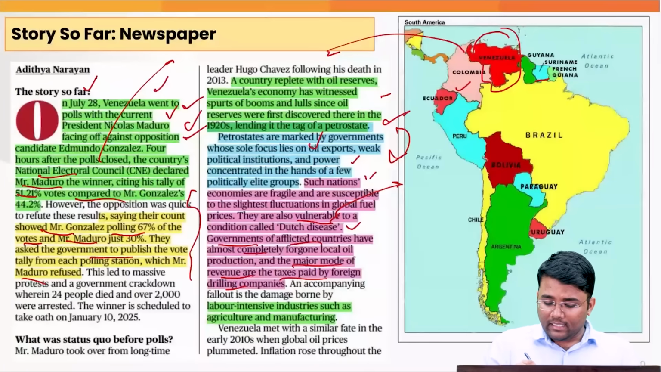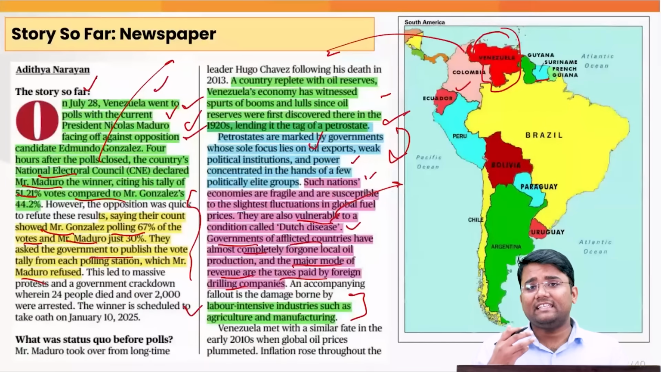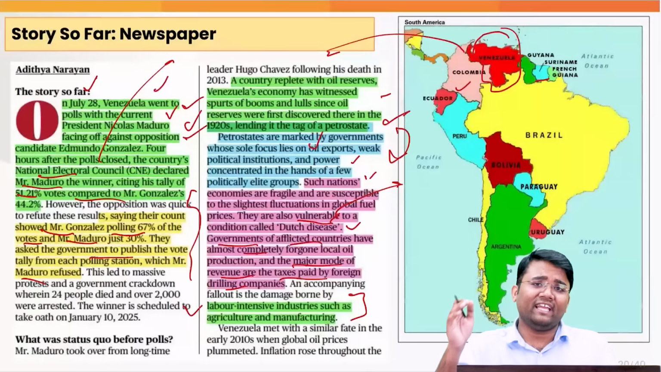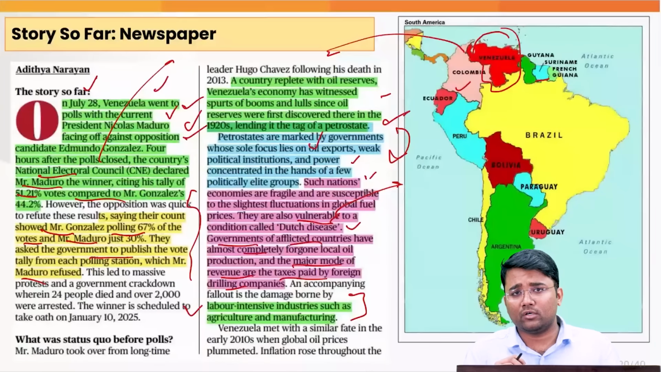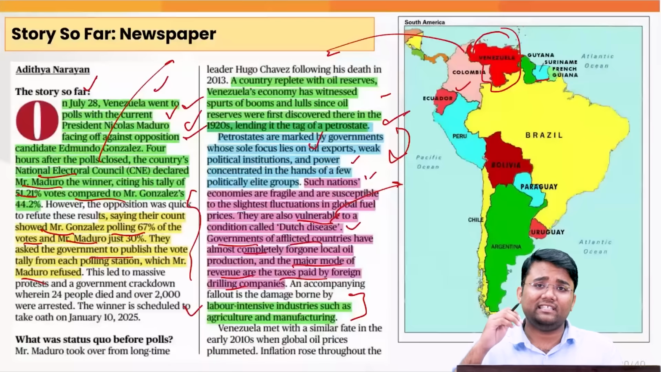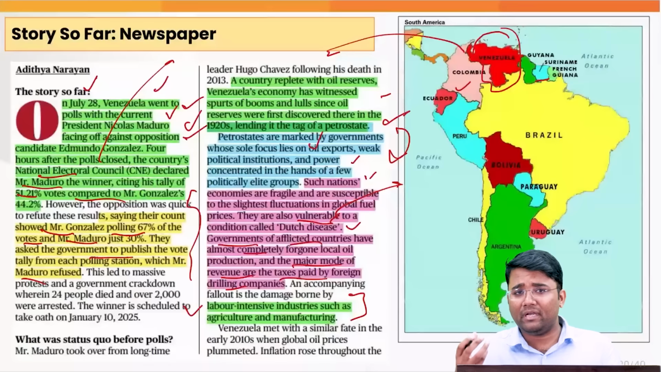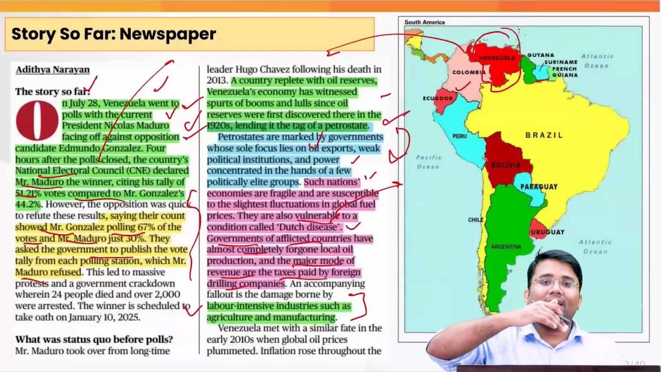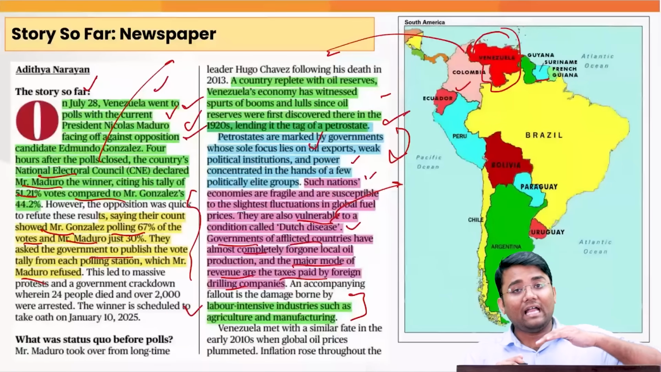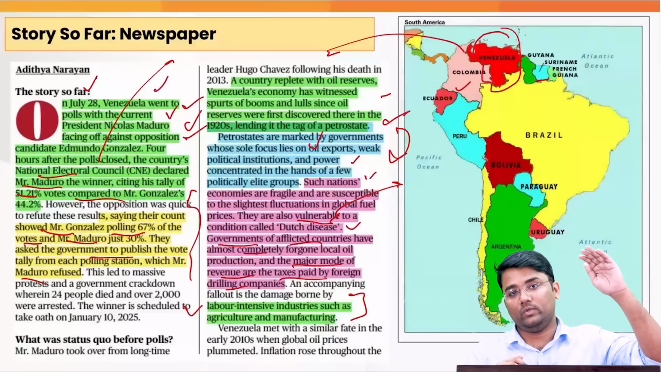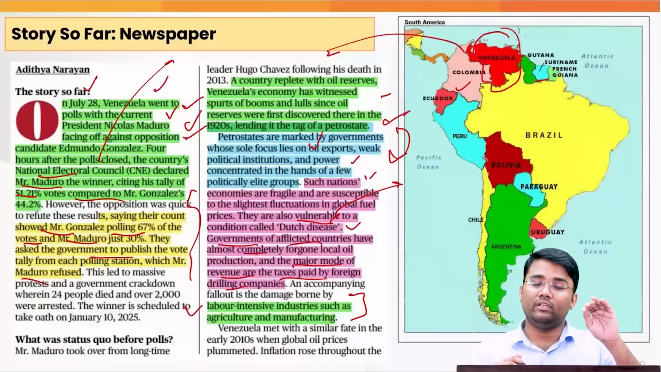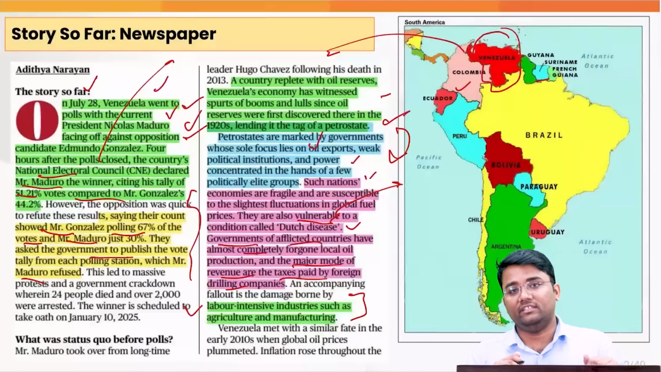So this government is not focusing on labor intensive industries, agriculture or manufacturing. It leads to being dependent on imports of agricultural commodities as well as essential goods needed in daily life, for example bread, milk, etc. So whenever oil prices are slumping, there is a high rise in inflation in Venezuela, and that is the case where Venezuela has witnessed hyperinflation.